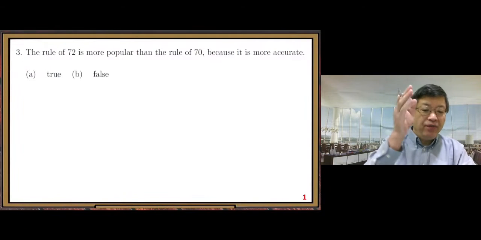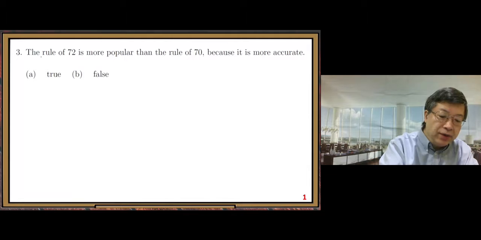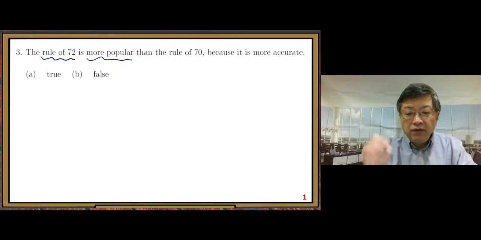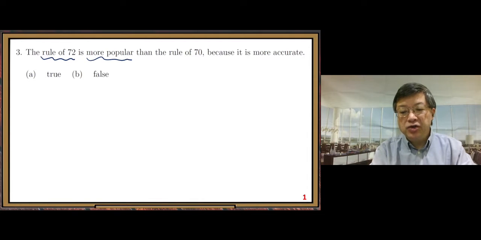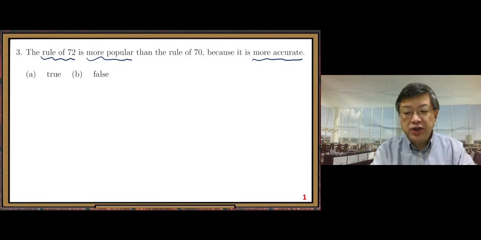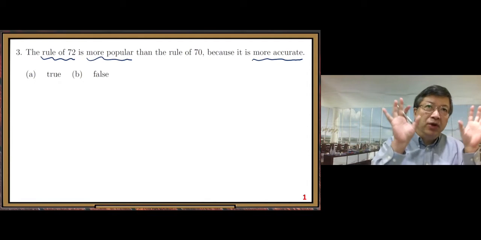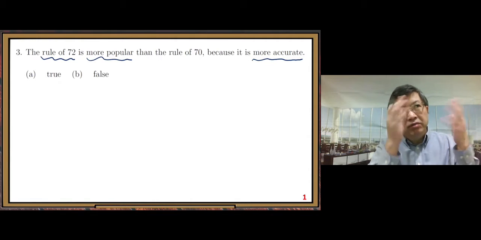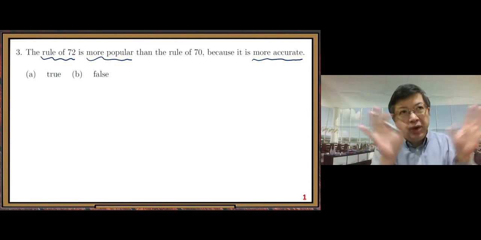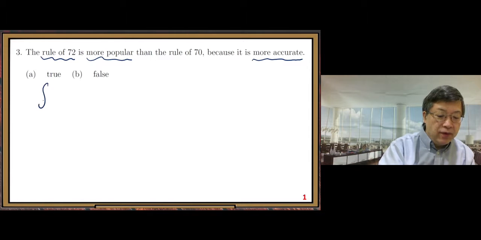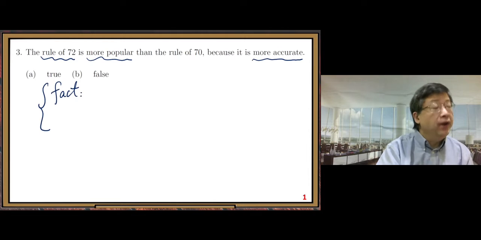The first question, number 3: The rule of 72 is more popular than the rule of 70 because it is more accurate. This statement, true or false? Here, I like to give you some background or some hidden information behind this question. First, regarding the fact. So first, we need to check the fact is correct or not.